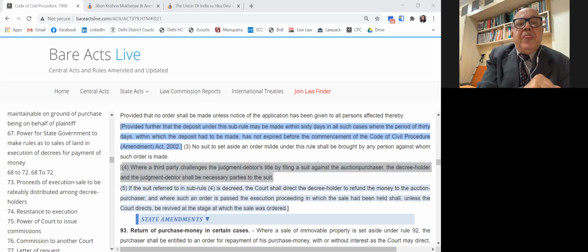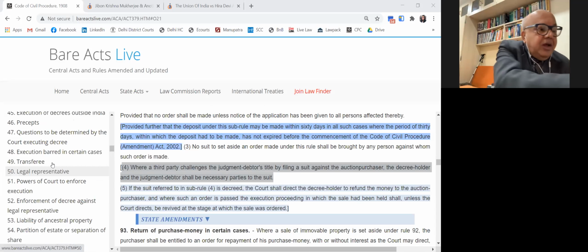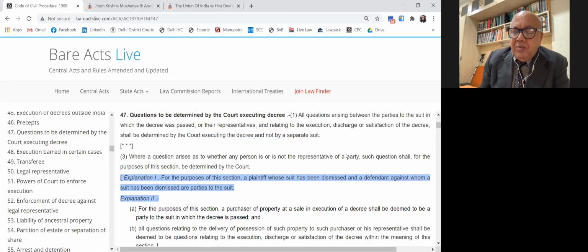section 47. Again, just quickly run through Mansi section 47 for the benefit of the student. They should, before they forget it.